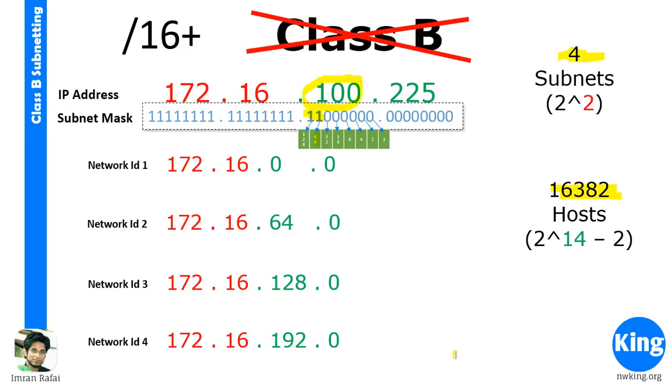Fantastic. How do we get the broadcast ID? Now, that's the question. Again, 1 minus the next network ID. So in the first case, it is 64.0, the next network ID. Minus 1 is 172.16.63.255. Remember the digital clock. Now, you know a digital clock, how it works. That's exactly how this works.